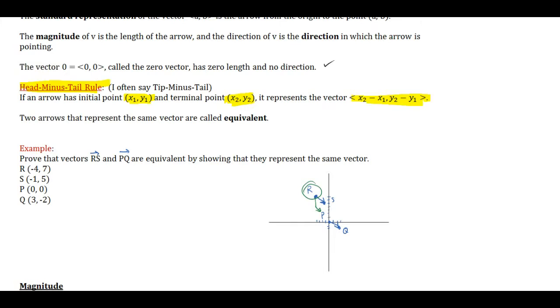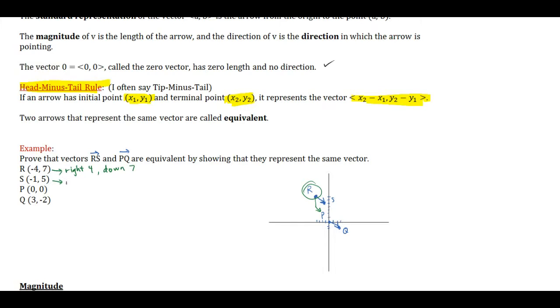So how the heck would I move it to the origin? Well, I would have to move it right 4 units and down 7 units to get R to sit at the origin. Well, that means I would have to do the same thing to S, right? I would have to move it right 4 units.